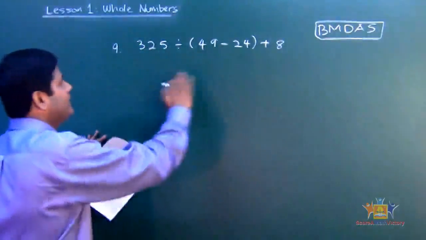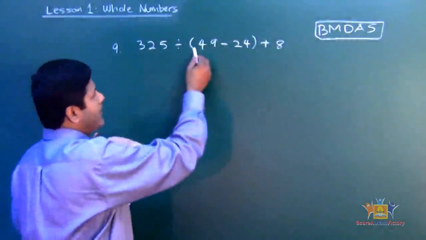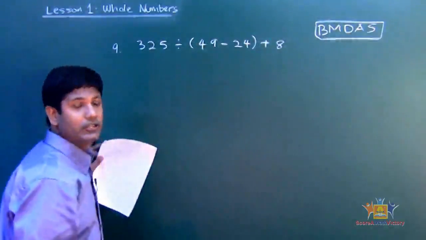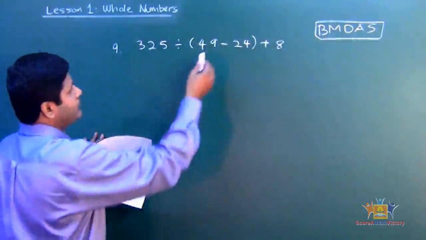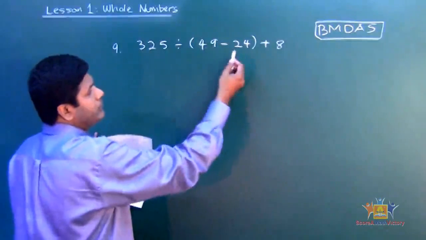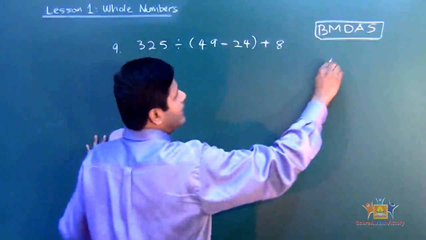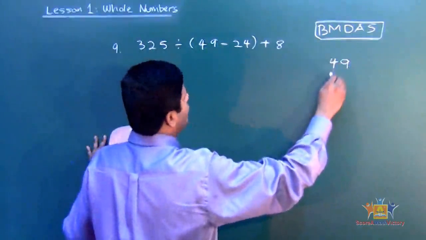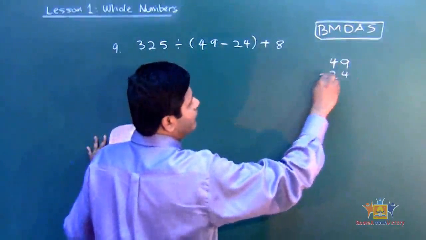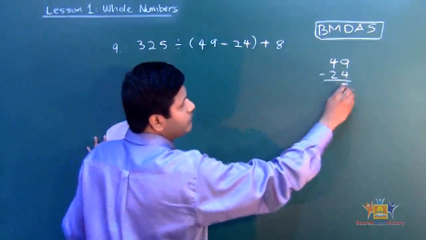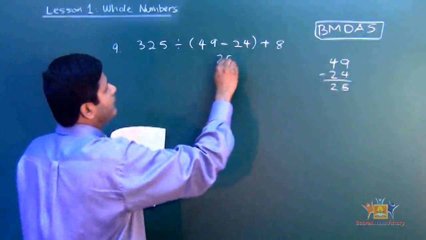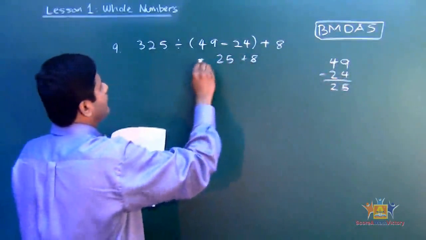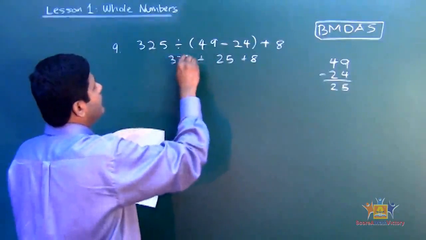Okay, good. Now let's look at this problem. You've got bracket, division, and addition. Alright? So, bracket takes the top priority. That means I'm going to solve inside the bracket first. I'm going to line it up for the subtraction. So 49, I'm going to line it up with 24 and then I'm going to subtract. 9 minus 4 is 5. 4 minus 2 is 2. So that gives me 25. Then I'm going to rewrite everything in there. It's very important, okay?